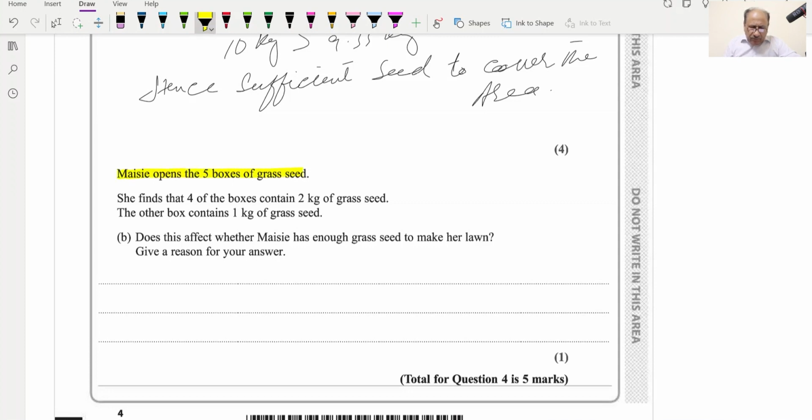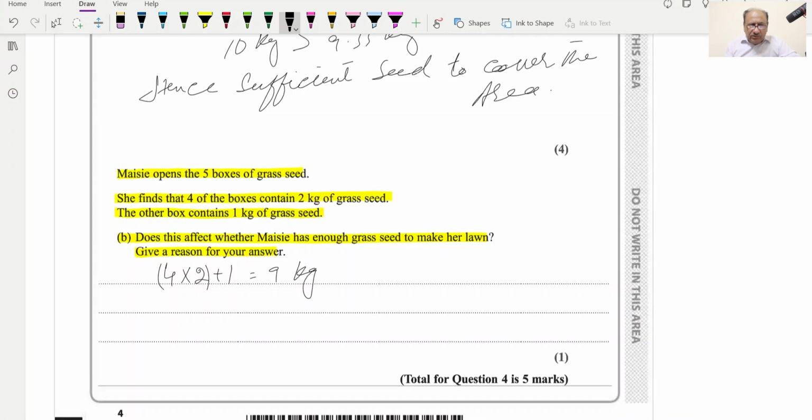Messi opens the 5 boxes of grass seeds. She found 4 of the boxes contain 2 kilogram of grass seed. The other box contains 1 kilogram of grass seed. So does this affect whether Messi has enough grass seeds to cover her lawn? Give a reason for that one. So we know that 4 into 2 will be what? Basically, now she is having total seed 4 into 2 plus 1, so this will be equal to 9 kg.